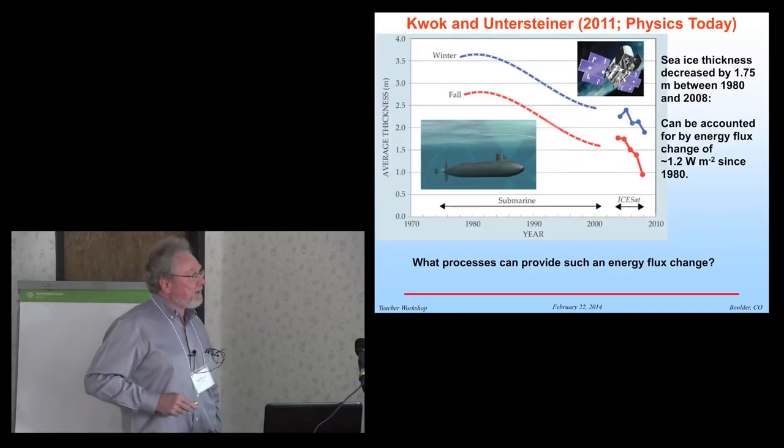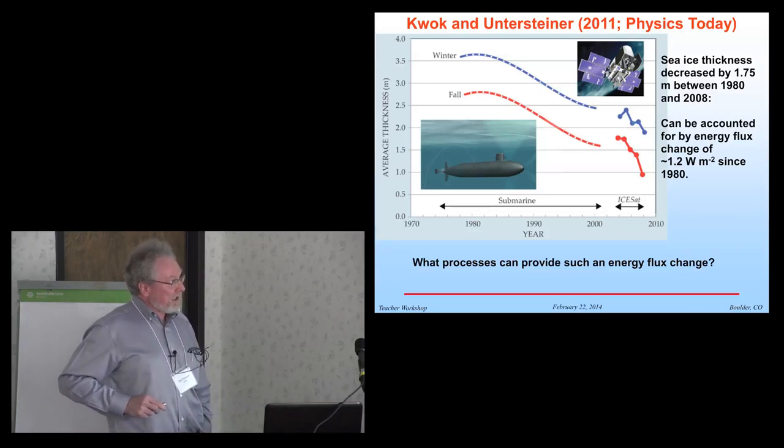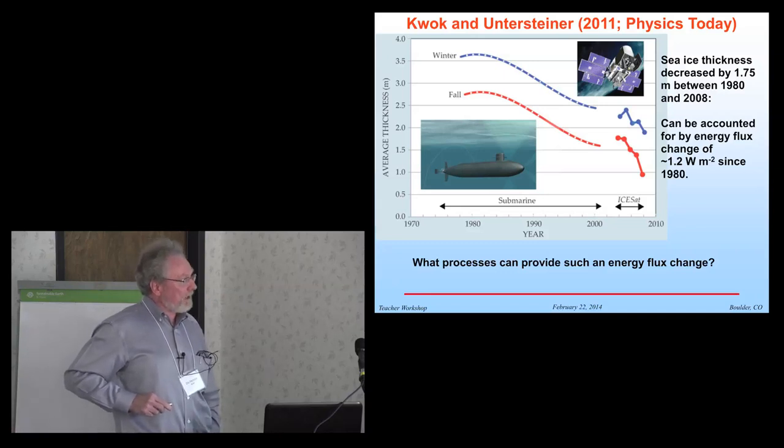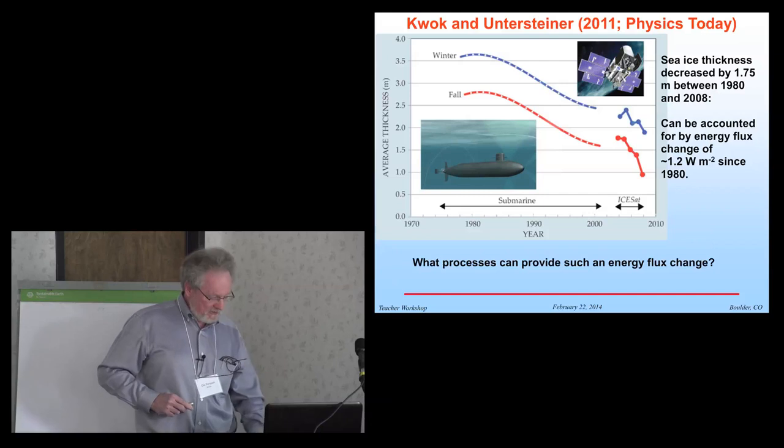Some other observations show that thickness has decreased dramatically. The wintertime thickness was 3.5 to 4 meters back in around 1980, and fall thickness 2.5 to 3 meters, and now it's more like 1 meter in the fall and 2 meters in the winter. So clearly the thickness has changed dramatically.